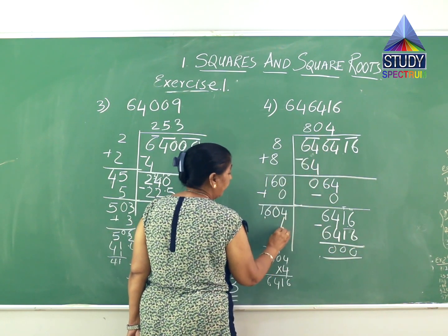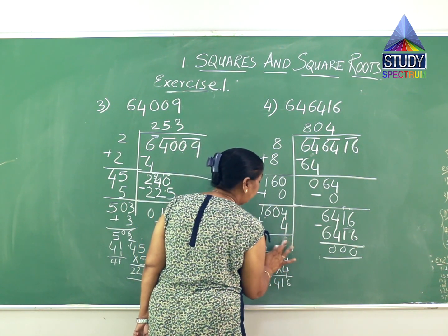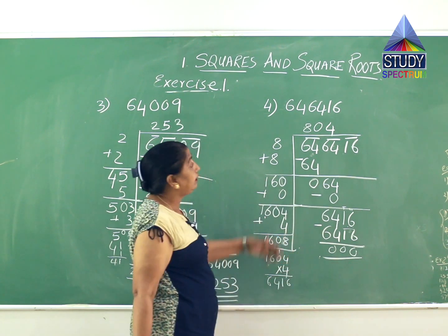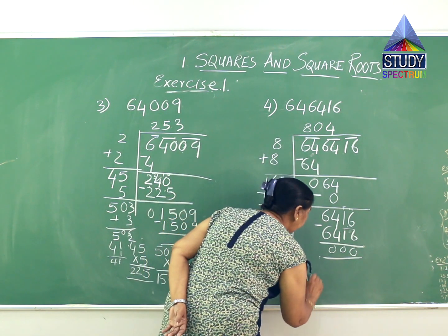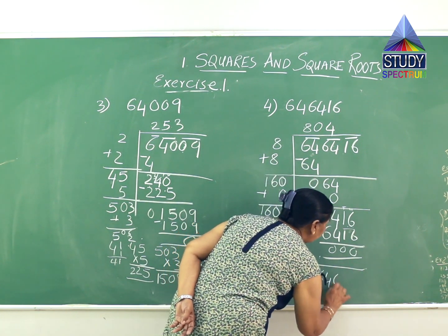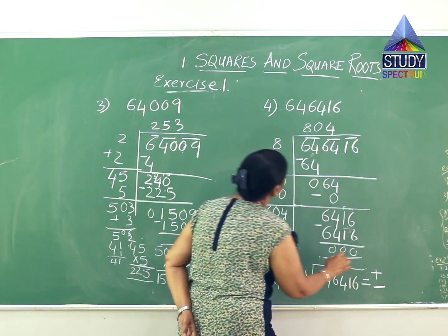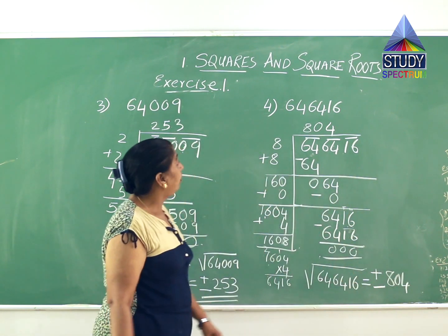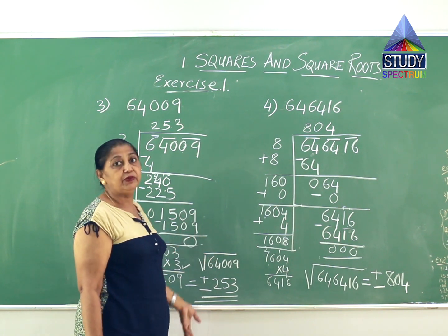The next step is to add 4 over here, and this will give me 8016. So now it's clear that to write the root of this, it's very easy by this division method. I can write the root of 6464 is equal to positive or negative 804. Hope you have understood this division method very well. Now let me start with exercise 2.